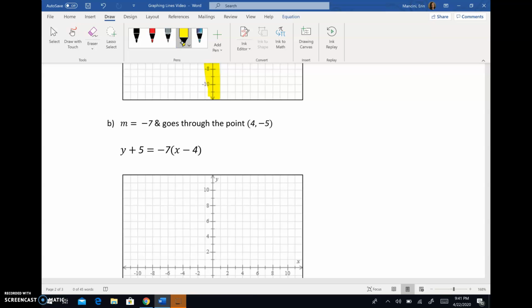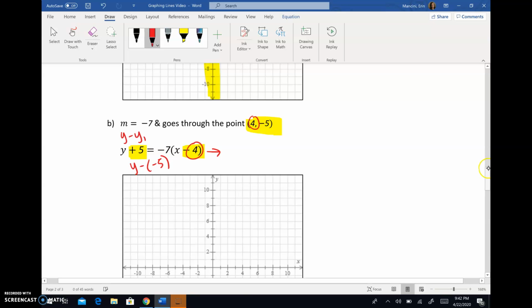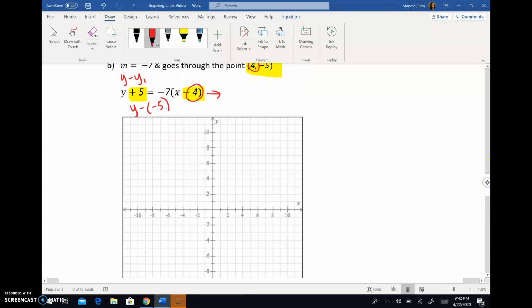In this case, our point is 4, -5, which again in this equation you get from this and this. But once more, because the equation is y minus your y coordinate, it looks like this is a +5, but this was actually y minus -5, which gave you the +5. So the y coordinate of that point is -5, even though it looks like +5. The x coordinate is actually +4, even though it looks like -4. So just keep that in mind as you graph.